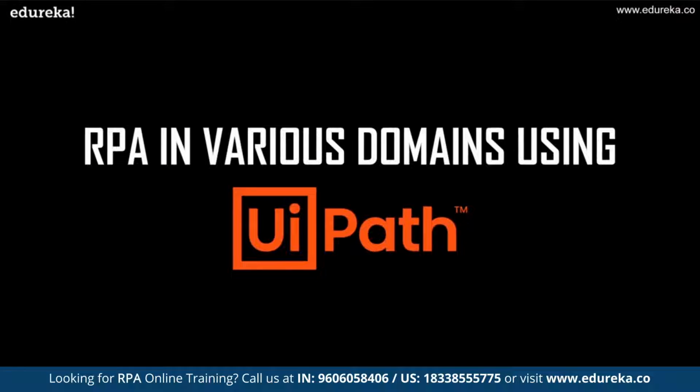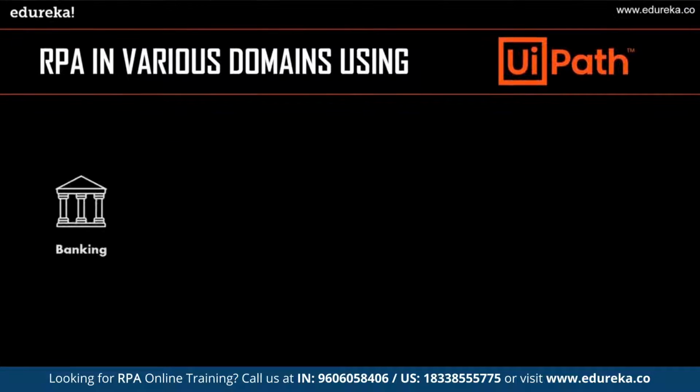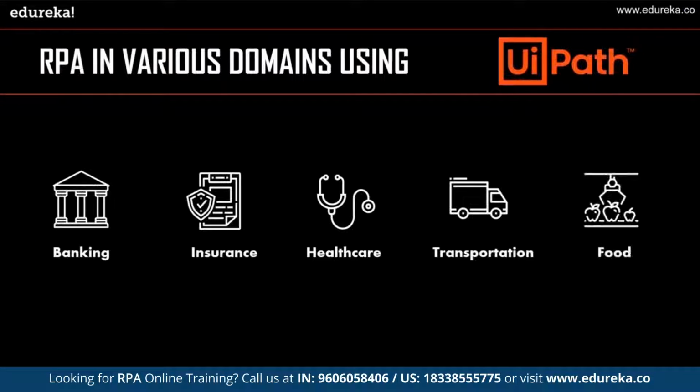So on that note, let's move on with the next topic for today's session, that is RPA in various domains using UiPath. Now, in this section of the session, I'm going to talk about how RPA has been used by various organizations or institutions with UiPath to automate simple to complex processes. The domains or the industries that I'm going to consider for UiPath are, as you can see on my screen. We'll first talk about banking, and then we'll talk about insurance.